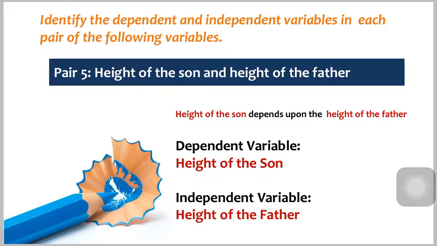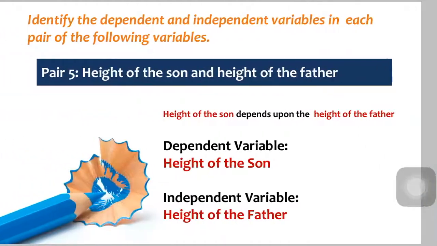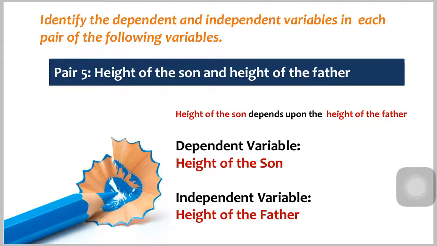Let's have the next one. The height of the father and the height of the son. This can be rephrased as the height of the son depends upon the height of the father. So the height of the son is the one being predicted. That is a dependent variable, while the height of the father is the independent variable. This ends our lesson for the dependent and independent variables.